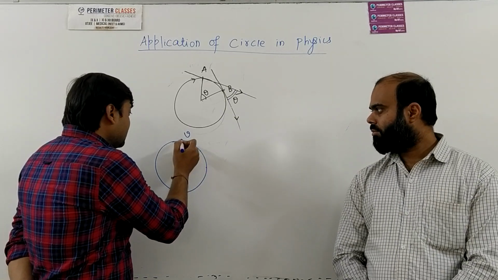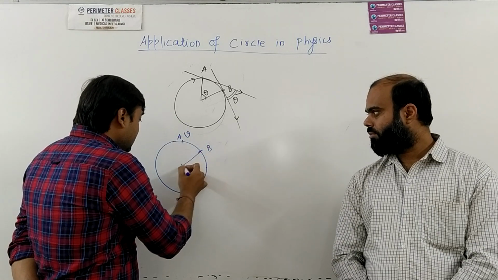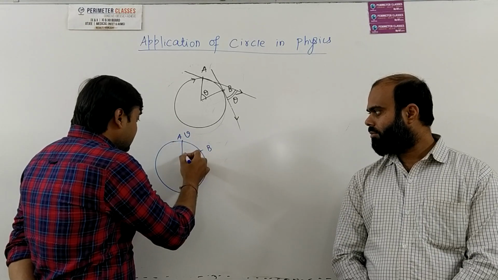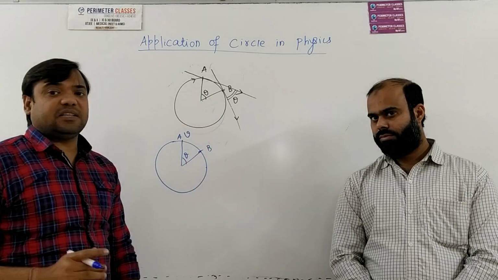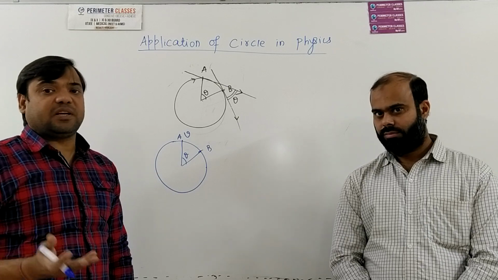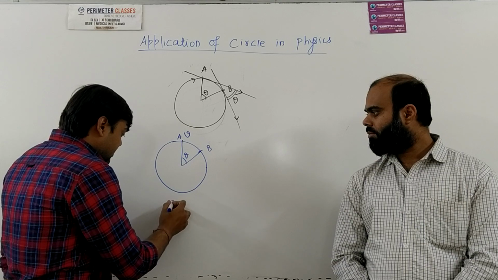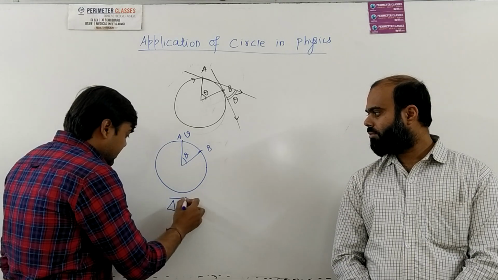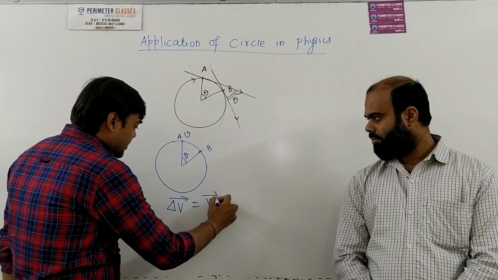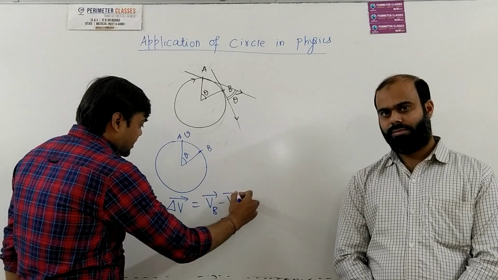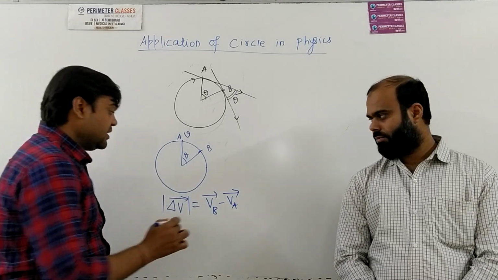Now let us say I am considering a point A here and a point B here, and these two points make an angle theta at the center. As discussed here, the angle between the tangents at these two points also makes an angle theta. Now as you know from vectors, if I want to write the change in velocity, I can write this as velocity at point B minus velocity at point A. Here I want to calculate the magnitude of the change in velocity.